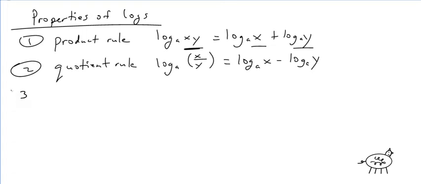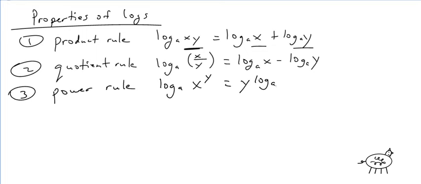Okay, and then our third property here is the power rule. It's very powerful. You have log base a of x to the y power. Remember that you take that y and you bring it in front. So it's y log base a of x.